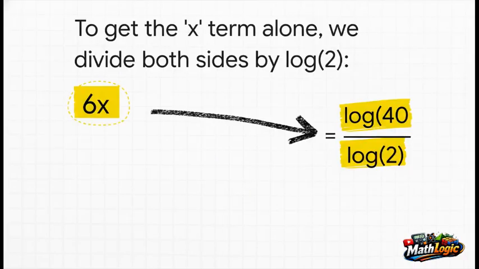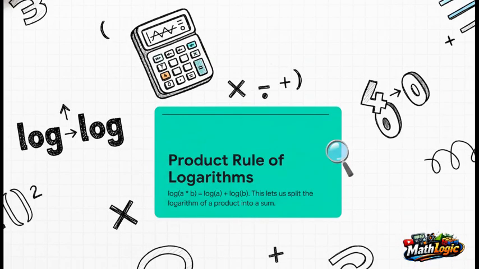This right here is the biggest turning point in solving the problem. So from here on out, our mission is simple. Get x all by itself. To start, let's divide both sides by that log of 2. That leaves 6x alone on the left side. We're getting closer. Now, we could just plug this into a calculator, but where's the fun in that? Let's solve this thing elegantly.